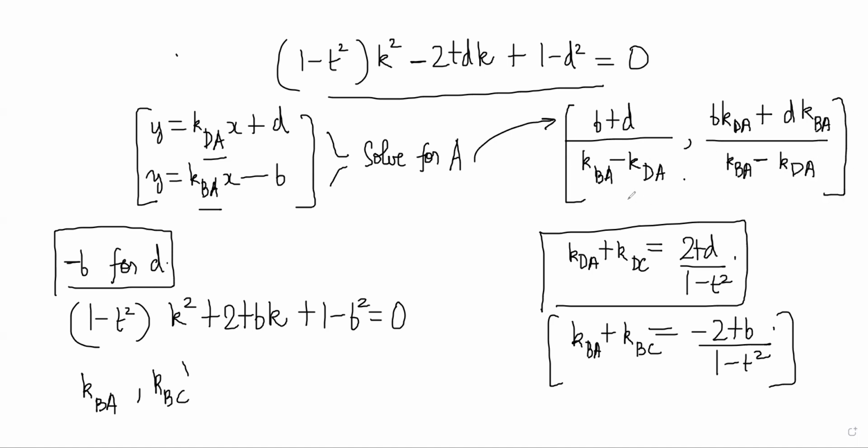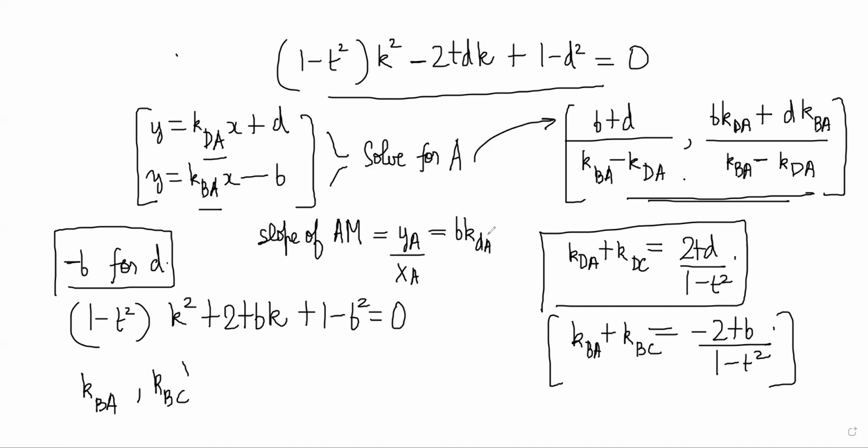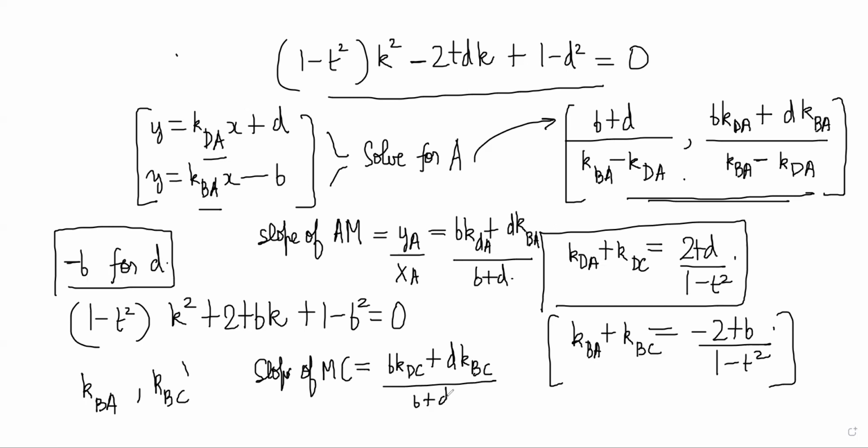This is coming as the coordinates of A, and from here we can say that the slope of AM is equal to y_A by x_A, which is basically (b k_DA + d k_BA)/(b + d). And similarly, you can find the slope of MC. The slope of MC would come out to be (b k_DC + d k_BC)/(b + d).